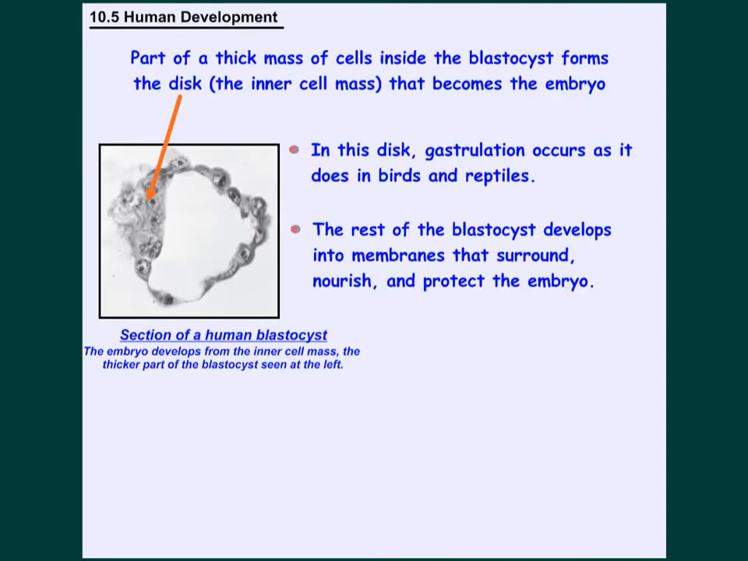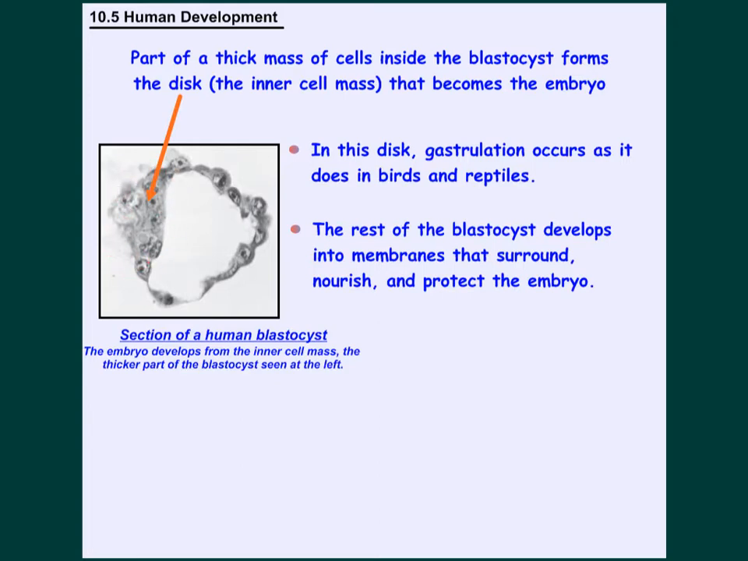So inside the blastocyte, we're going to have a thick mass of cells, as you can see in this picture right here. And that's going to form a disc. And that will essentially become the embryo. And remember, the embryo is eventually going to develop into a fetus, which will develop into a baby, but that part right there is going to develop into the embryo.